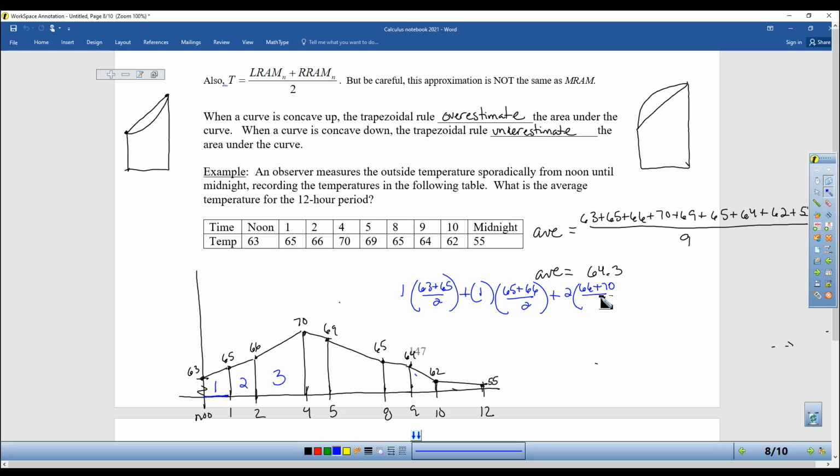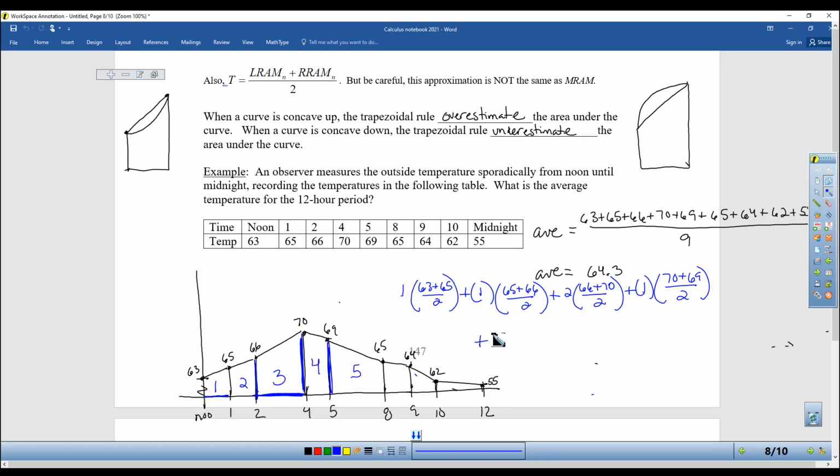66 plus 70 divided by 2. This is the average of these two bases times the height. That's what a trapezoid is: the average of the bases times the height. Trapezoid 4 also has just a height of 1, and then it's going to be 70 plus 69 divided by 2. It's always divided by 2 because that's the average of the two bases.